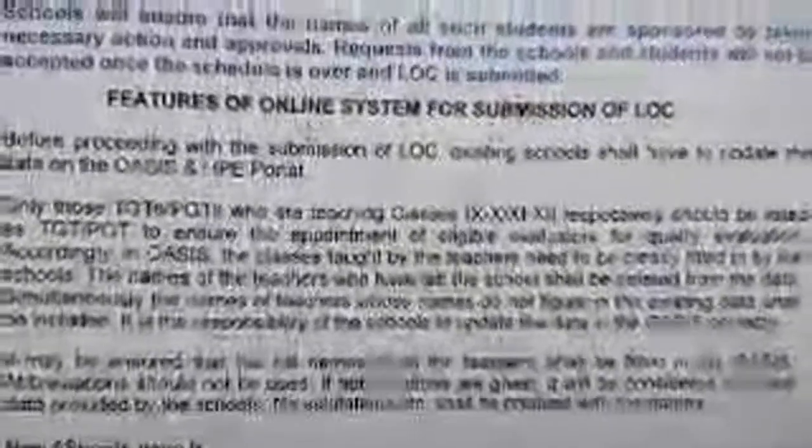Only those TGTs and PGTs who are teaching in class 9, 11, 12 respectively should be listed as TGT and PGT, and that should also be enlisted in the OACs data portal, because many of the schools are entering PRT teachers in the data given in the OACs. But only TGT and PGT are eligible to receive the data.